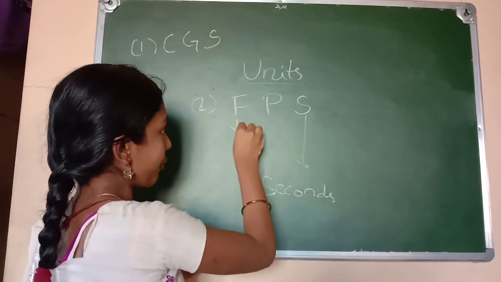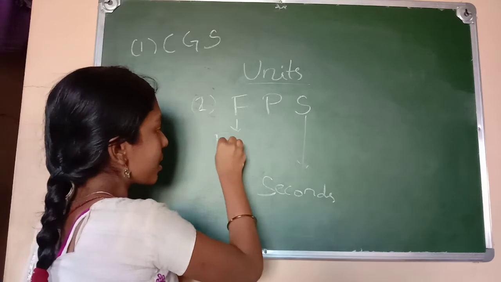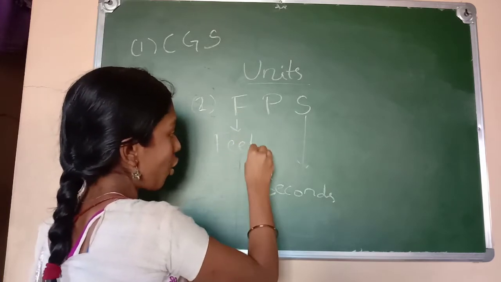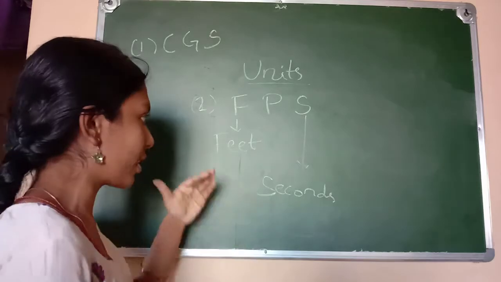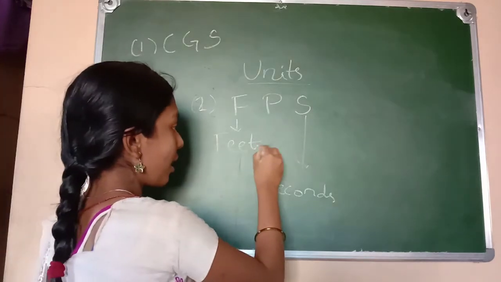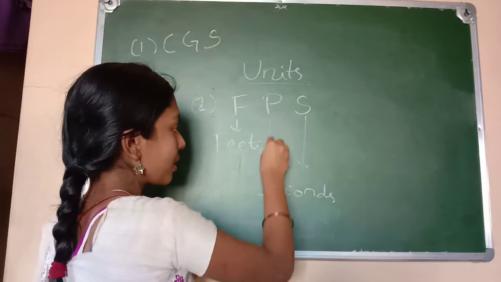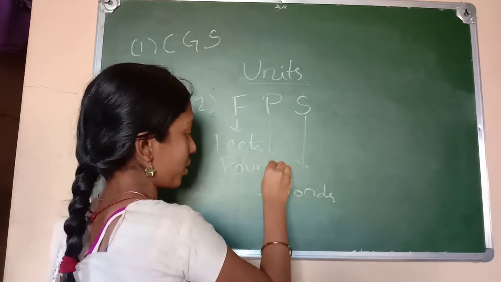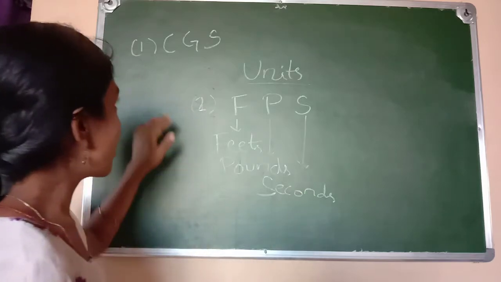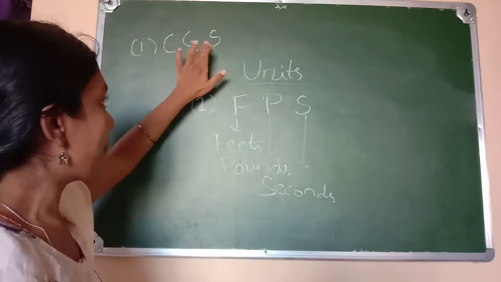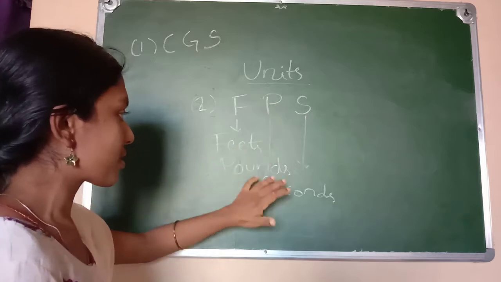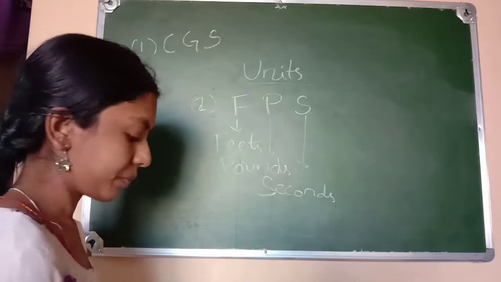But what is this F? Here F is measured in feet. The length is measured in feet. And P, the weight, is usually expressed in pounds. In CGS it was centimeter, gram and second, whereas in FPS it is feet, pounds and seconds.